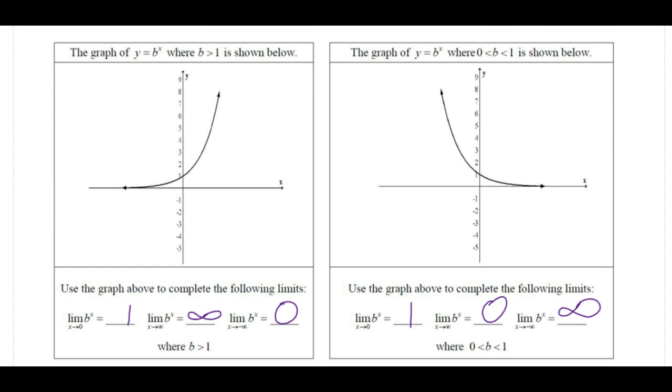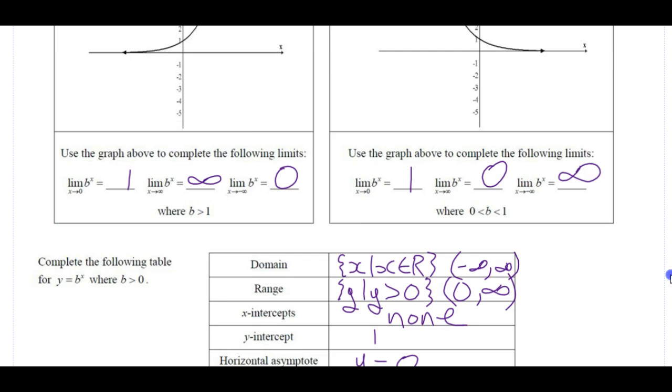Whether b is between 0 and 1 or greater than 1, it's still the same character, right? We have the same y-intercept. We have the same horizontal asymptote. We know there's behavior. This is decay, so it's going down. This is growth. It's increasing.